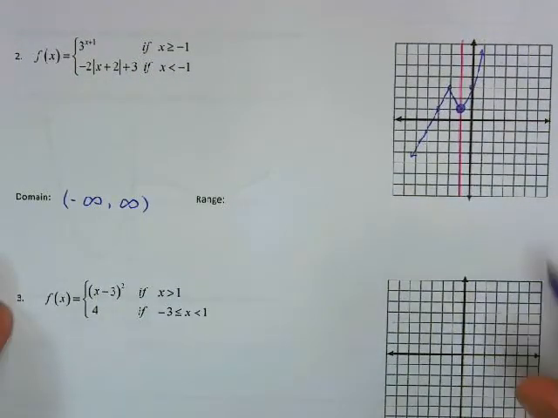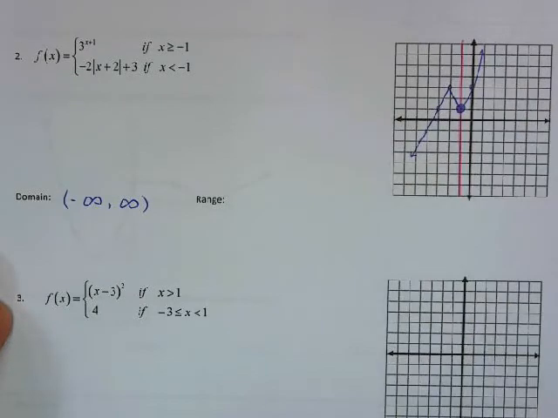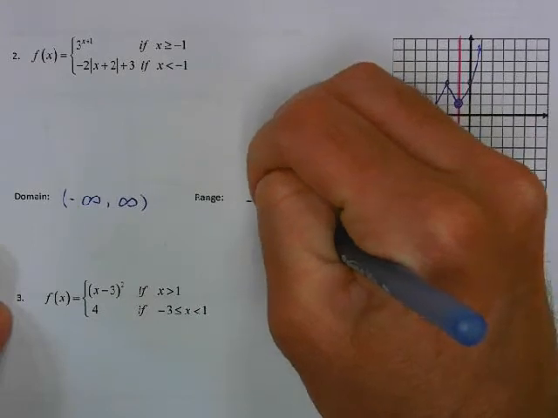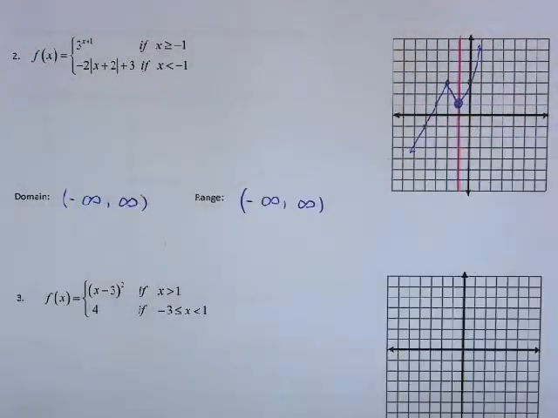And then my range, let's see, this goes down forever. There's no holes in my graph, and it also goes up forever. So my range is also all reals. Y can be anything as well, from -infinity to +infinity. And now number 2 is done.